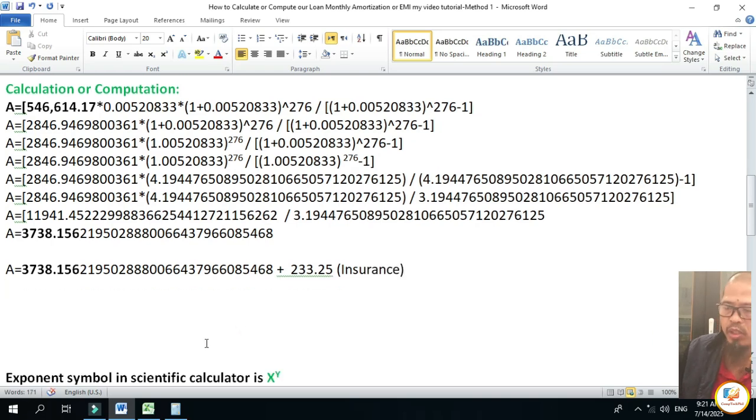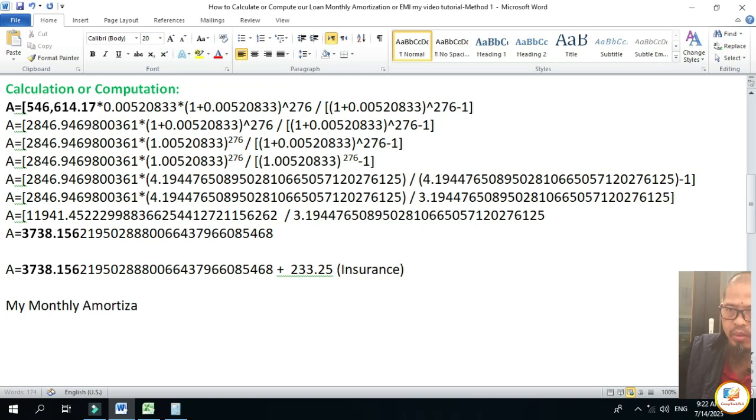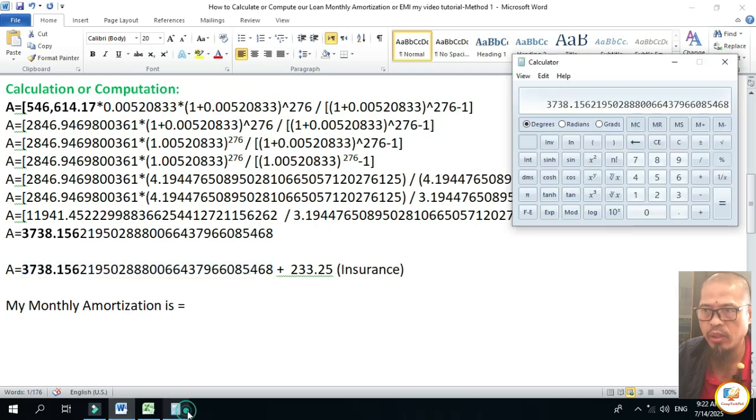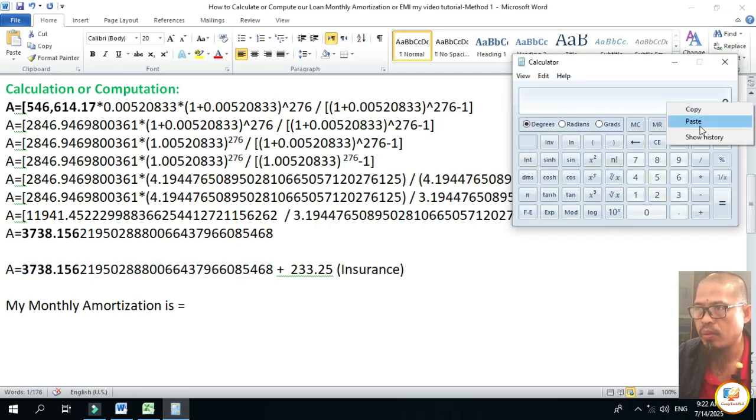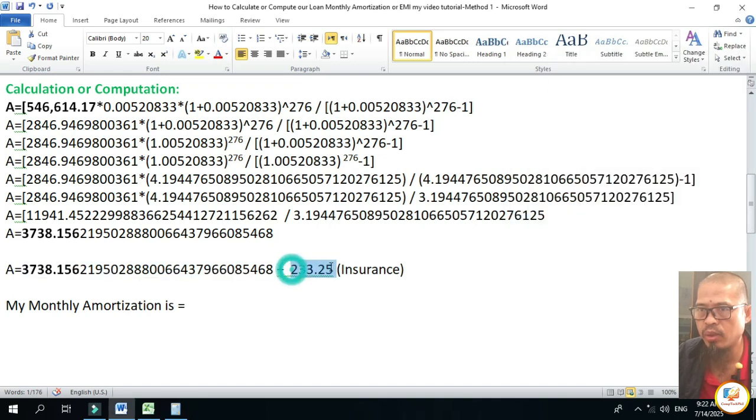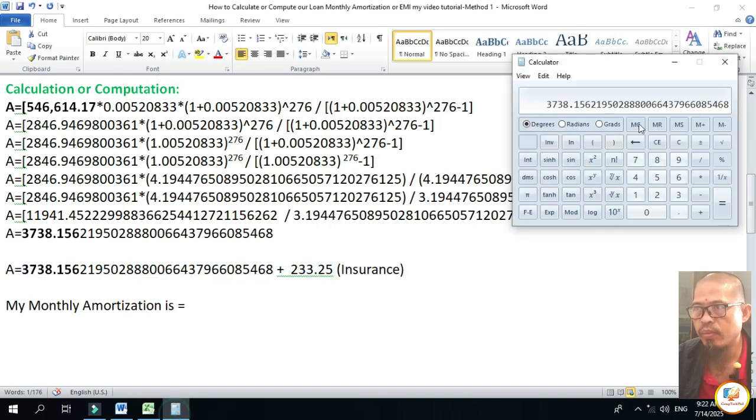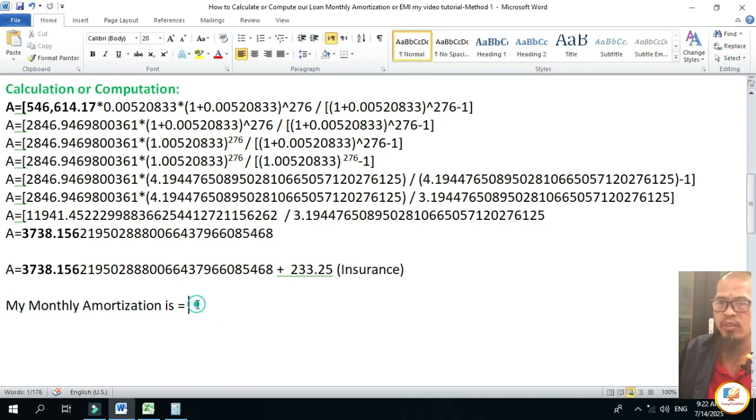So as we can see, my monthly amortization equals, so we plus this one, use our calculator. Then plus 233.25, plus equals. As you can see, it's accurate, no?